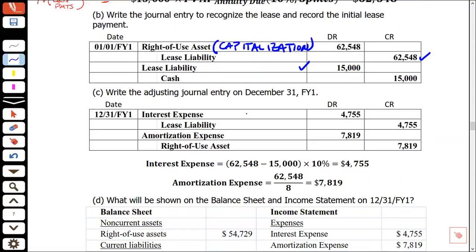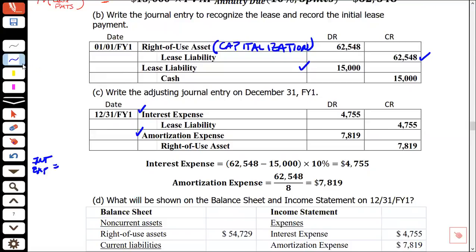Okay, but for a finance lease, you're going to have interest expense and amortization. All right, so interest expense seems a little bit confusing, but because we just did bonds, or you should have just done bonds, hopefully, we're going to use the same method, the effective interest method, or sometimes just called the interest method.